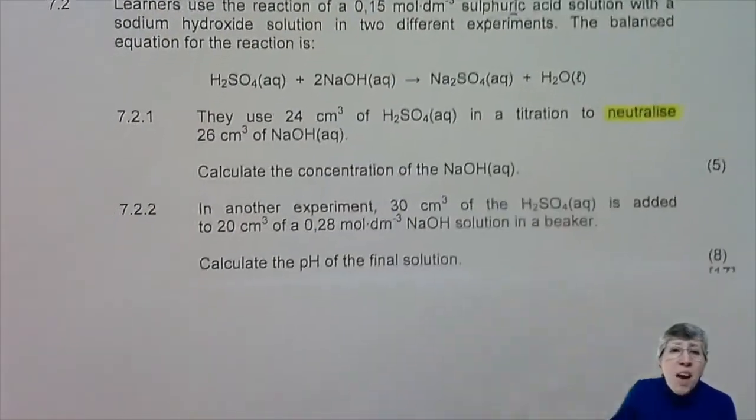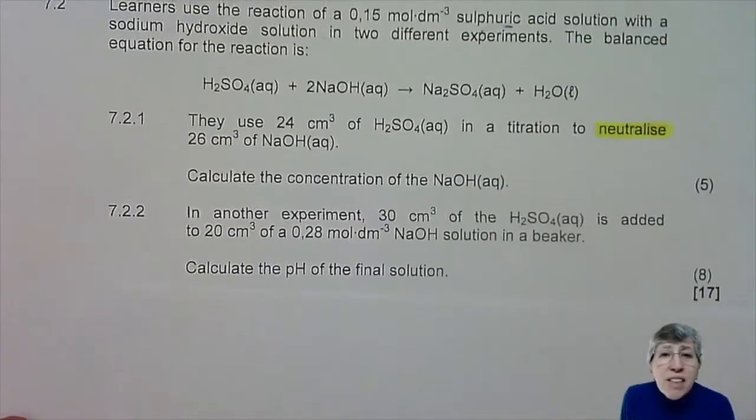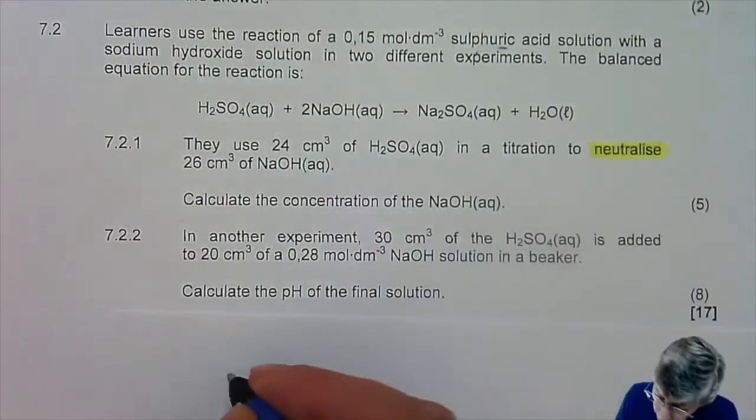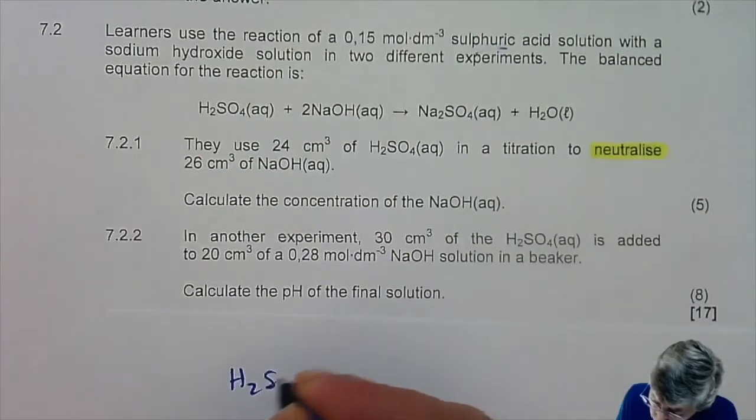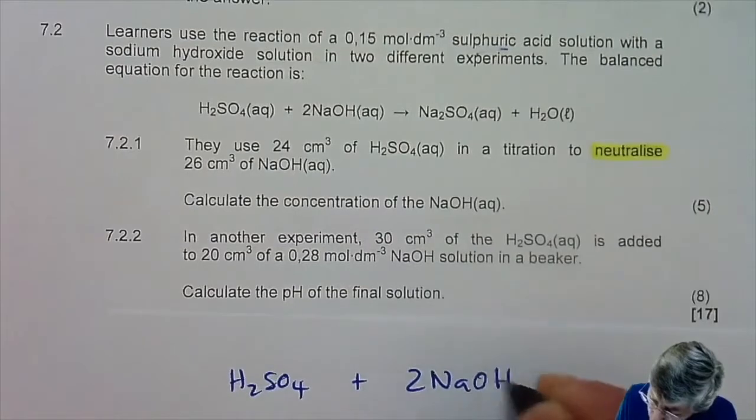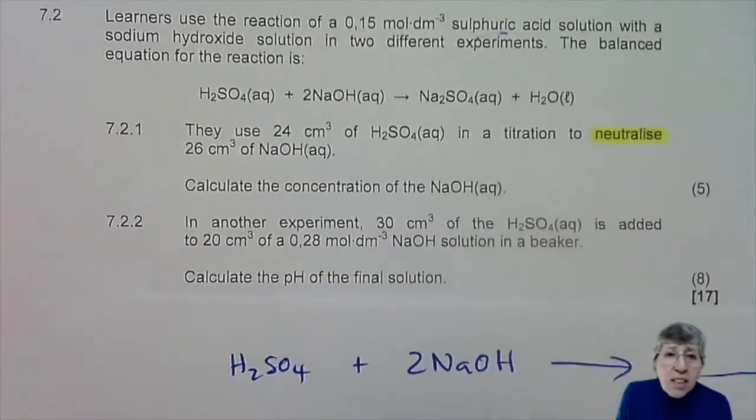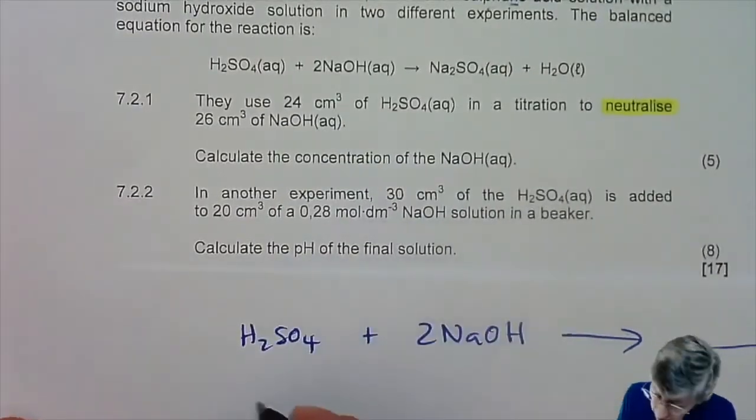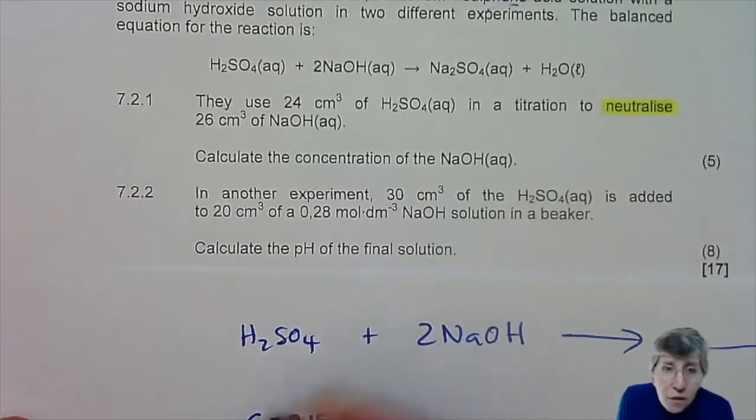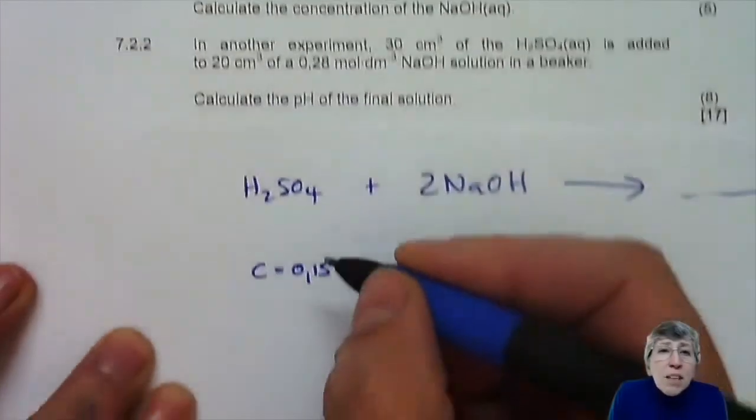Right. Now we're looking at number 2. Now they say we're still using the sulfuric acid, right? So let's say H2SO4 reacting with 2NaOH and giving you some products. I'm not looking at them, and I still have the concentration over here as 0,15 moles per cube decimeter, right?